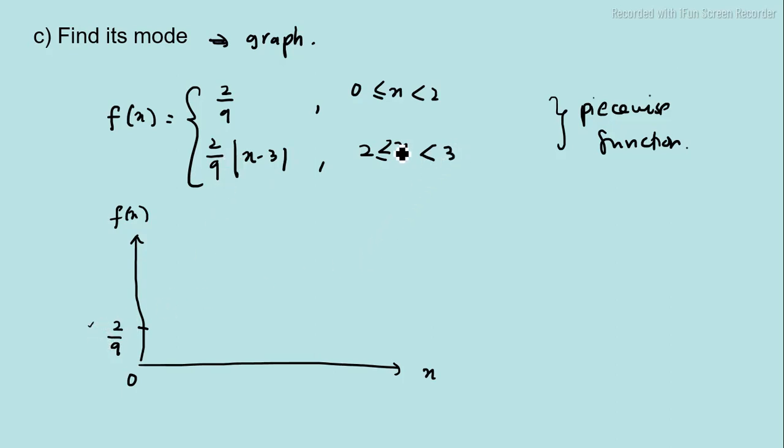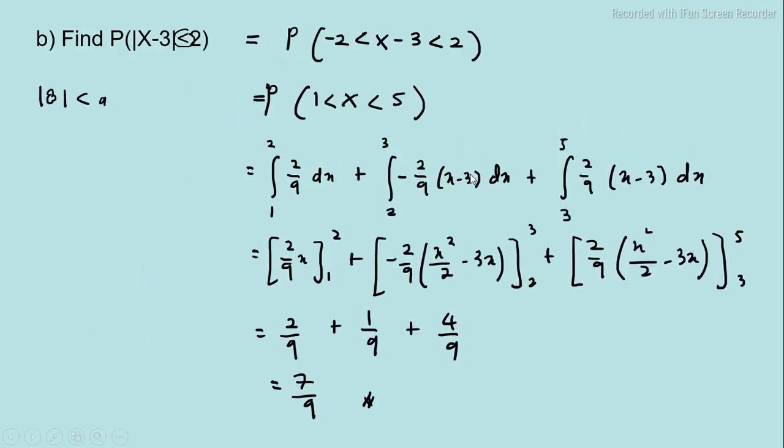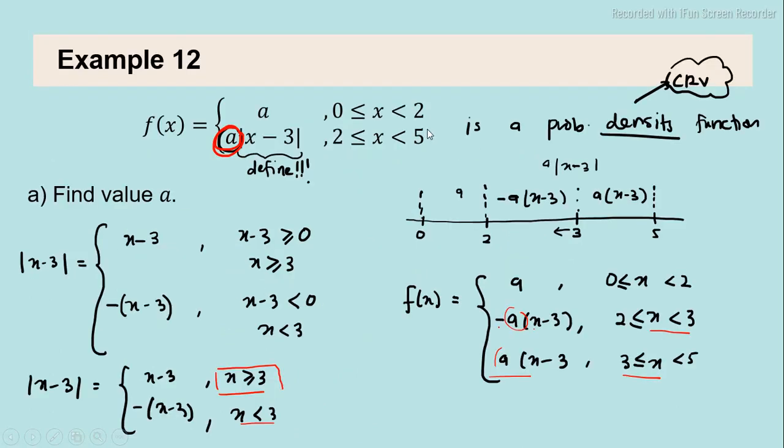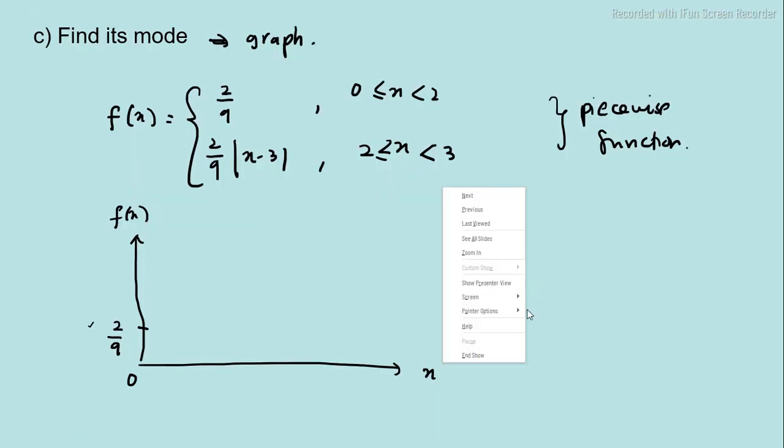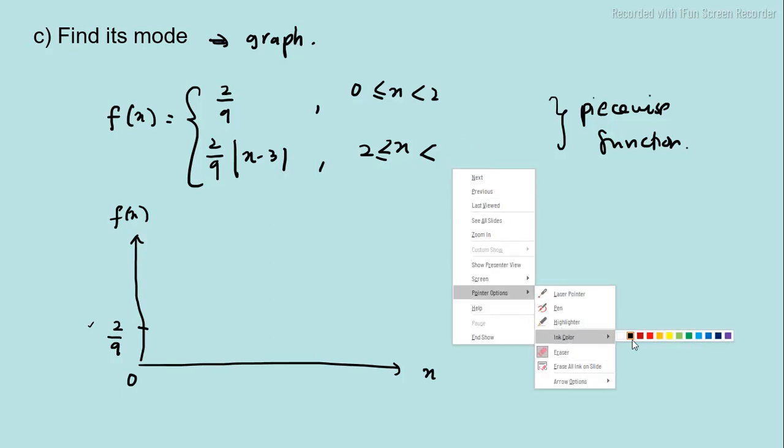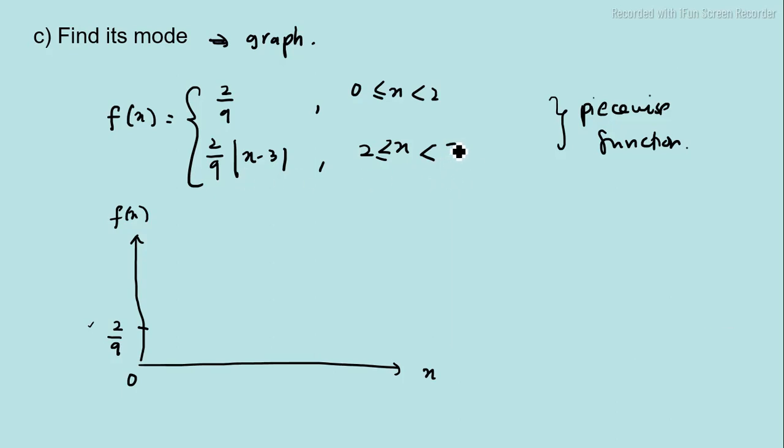Kalau kamu masukkan 3 dekat sini, 2 hingga 5 kan? Okay, 2 hingga 5. Ni yang asal fungsi yang asal. So, masukkan 5. So, kalau kamu masukkan 5 dekat sini, 5 tolak 3 dapat 2. So, 2 darab 2/9, kamu dapat 4/9. Okay, so now for your X kamu ada kosong, kamu ada 2, kamu ada 5.